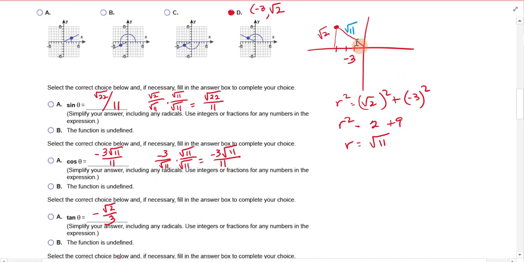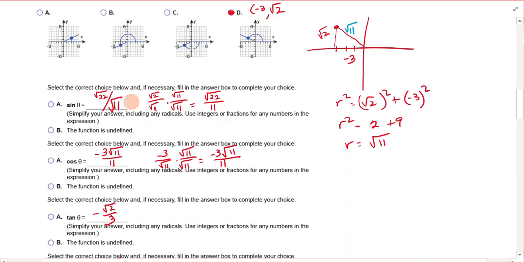So sine of theta is opposite over hypotenuse. I didn't have the square root of 11 down there. Let me put that there. Okay. So you can't leave the radical in the bottom, so we have to rationalize. So we have square root of 2 over square root of 11 times square root 11 over square root 11. On the bottom, when you multiply a radical by itself, you just get the number inside. So we've gotten rid of the radical on the bottom. On the top, we have square root of 22 over 11.